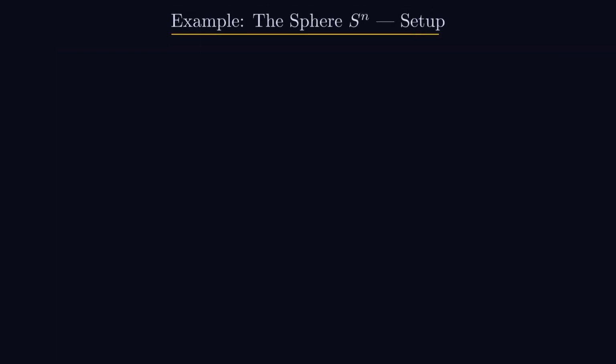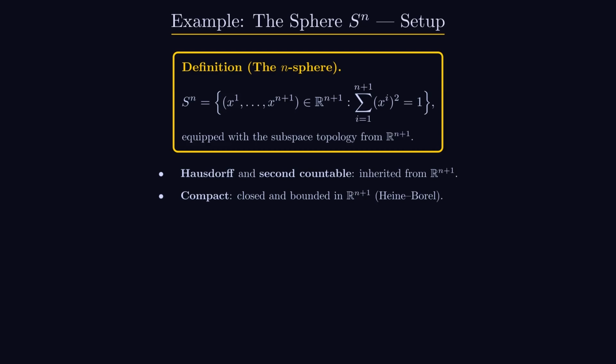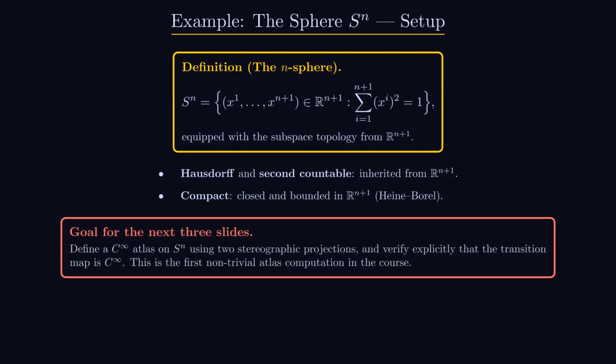The n-sphere Sn is the set of all points whose coordinates have norm equal to 1, equipped with the subspace topology. Sn is Hausdorff and second countable. It is also compact by the Heine-Borel theorem. Our goal for the next 3 slides: define a C-infinity atlas on Sn using 2 stereographic projections, and verify explicitly that the transition map is C-infinity. This is the first non-trivial atlas computation in the course.